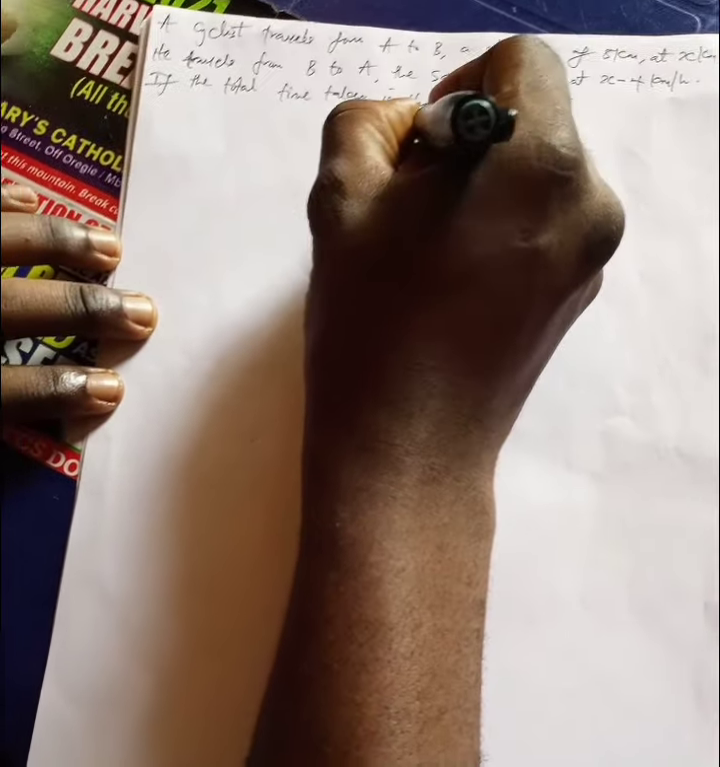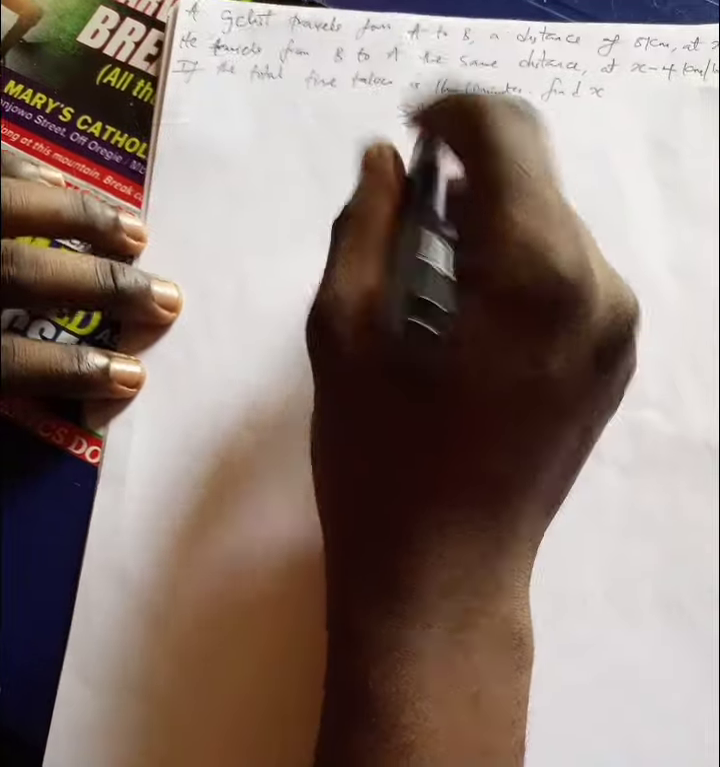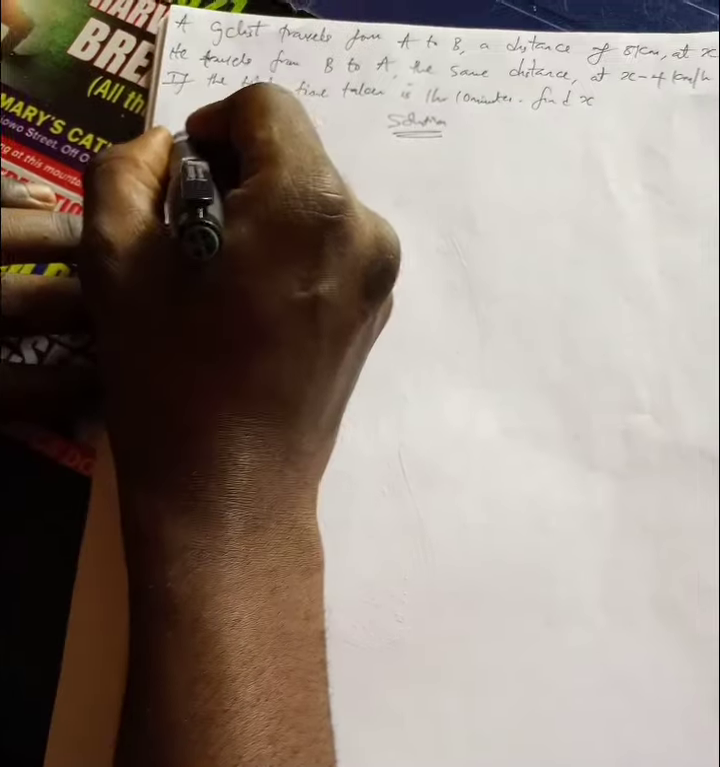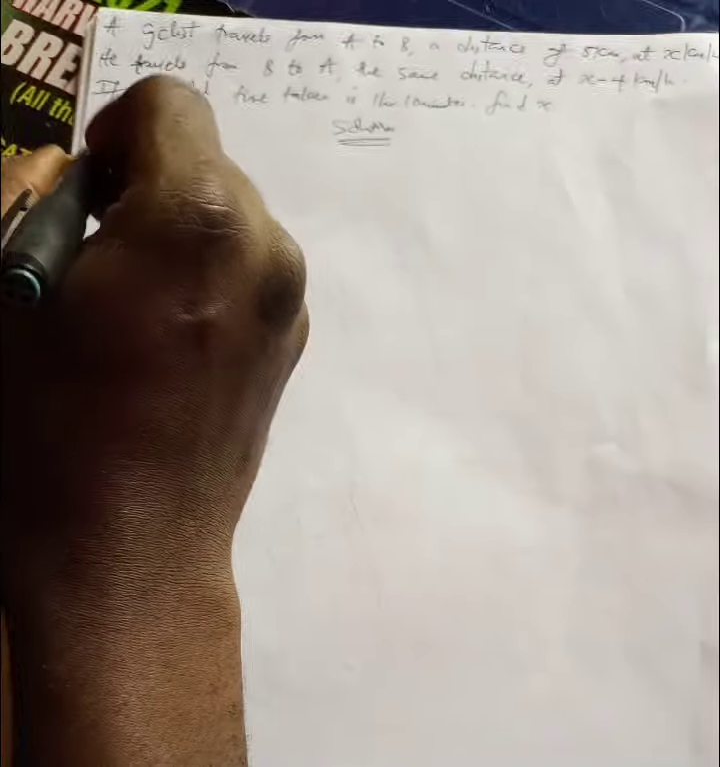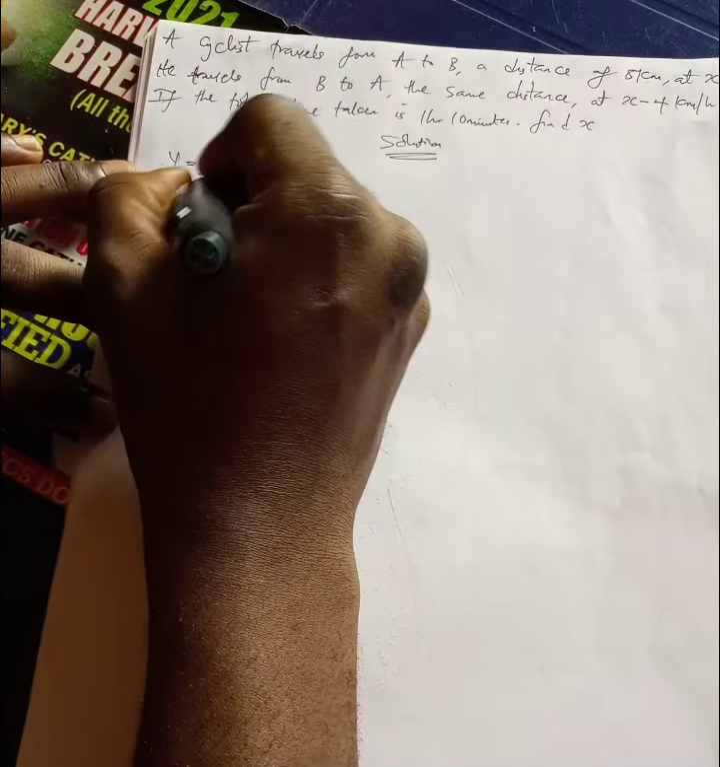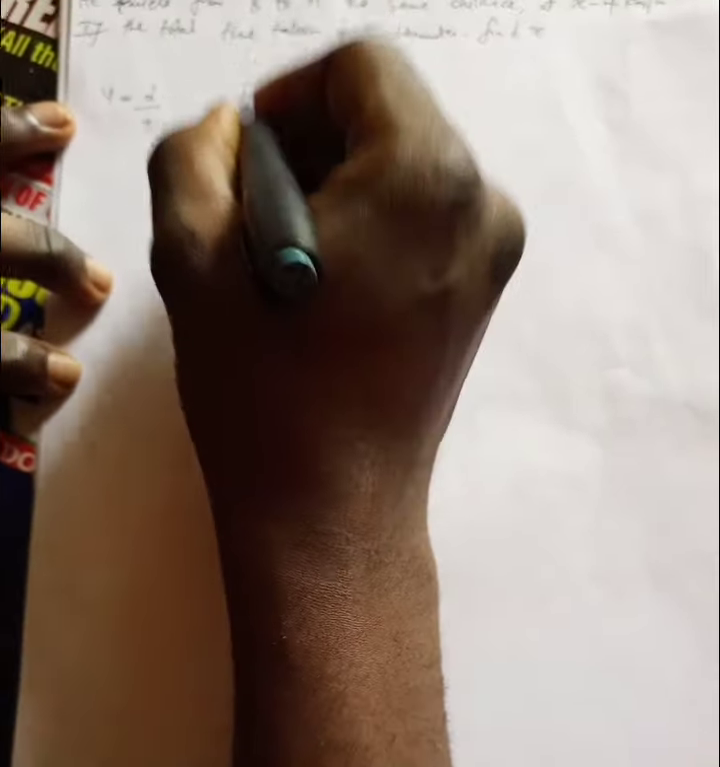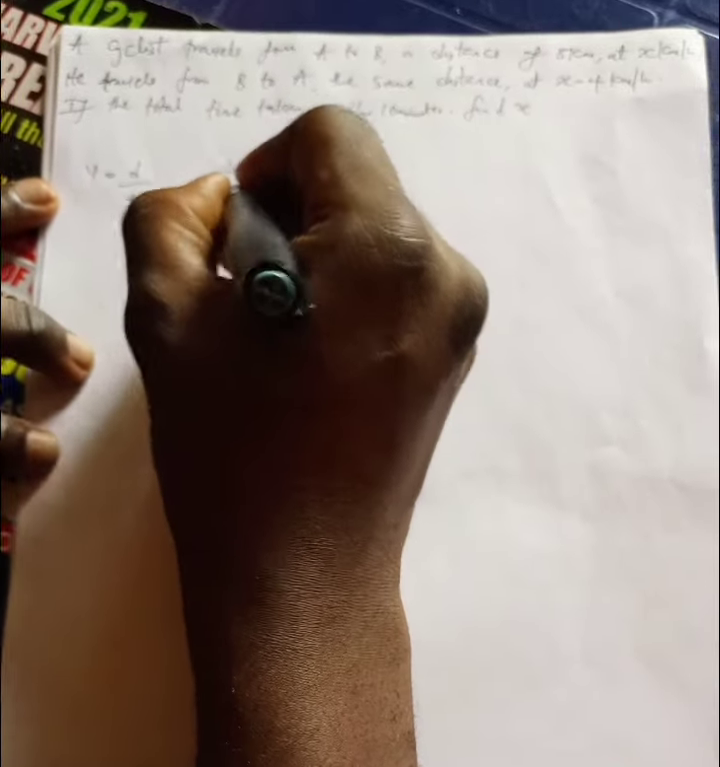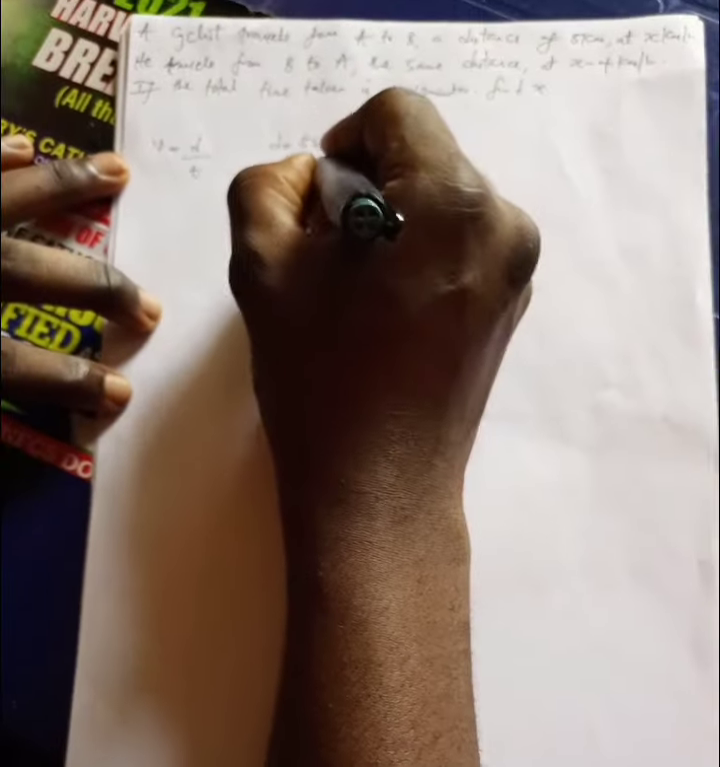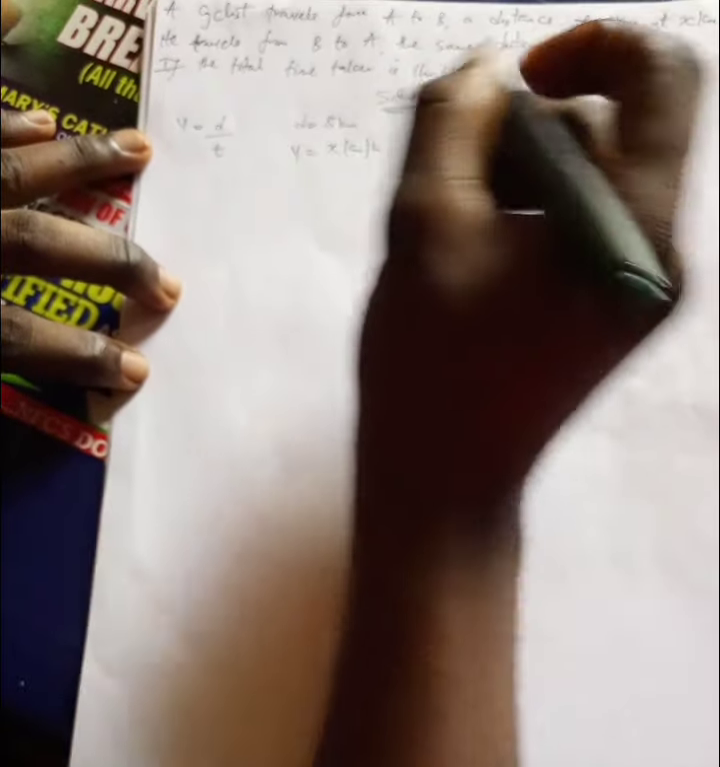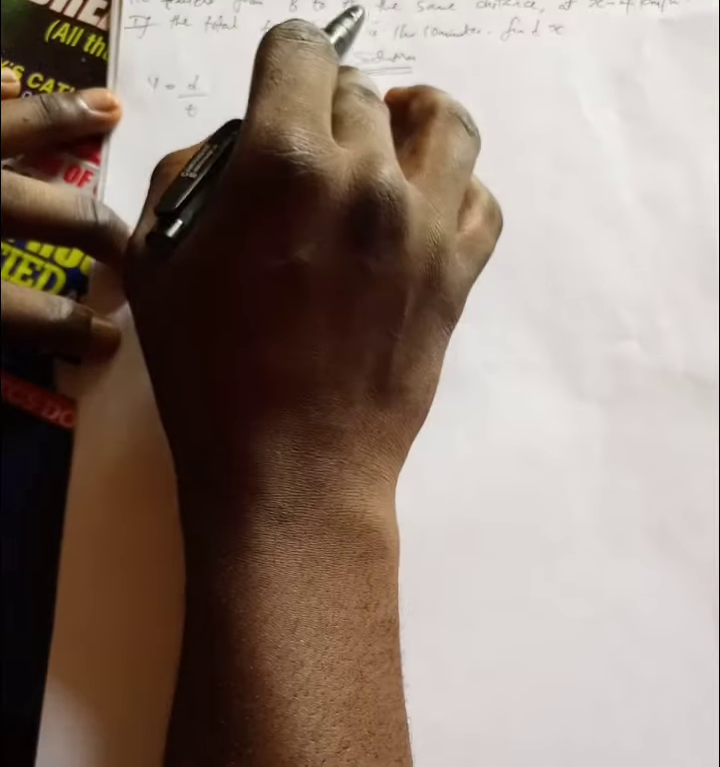So, solution. From this question, I know I will need this formula: speed is equal to distance over time. So I will have to define some parameters. My distance is equal to 8 kilometers, and my speed here is definitely X kilometers per hour.